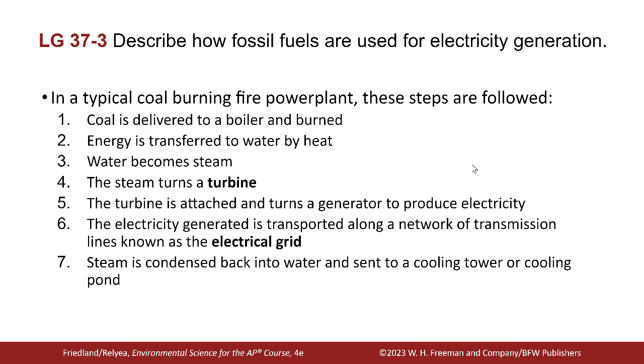So a typical coal-burning power plant. These are the steps. Coal is delivered to a boiler. Okay, just like when you boil noodles on the stove. You have a pot of water, you have some sort of energy source underneath it. It brings water to a boil. That energy is transferred to the water by heat. Water becomes steam. That steam turns a turbine, just like we looked at last week. That turbine is attached to a generator to produce electricity. Electricity is generated and transported along transmission networks known as the electrical grid.